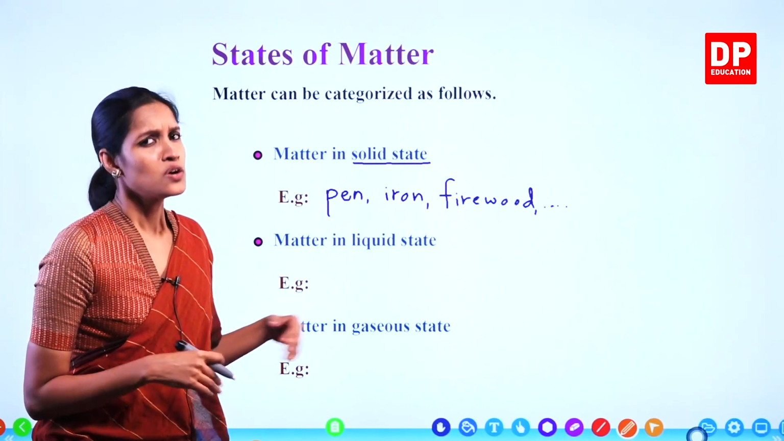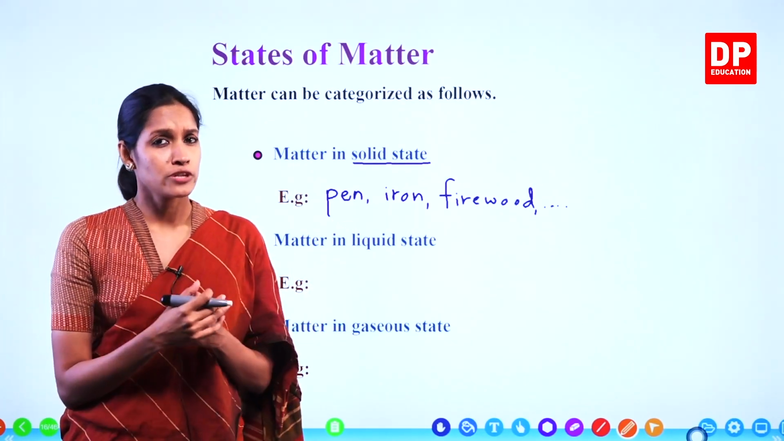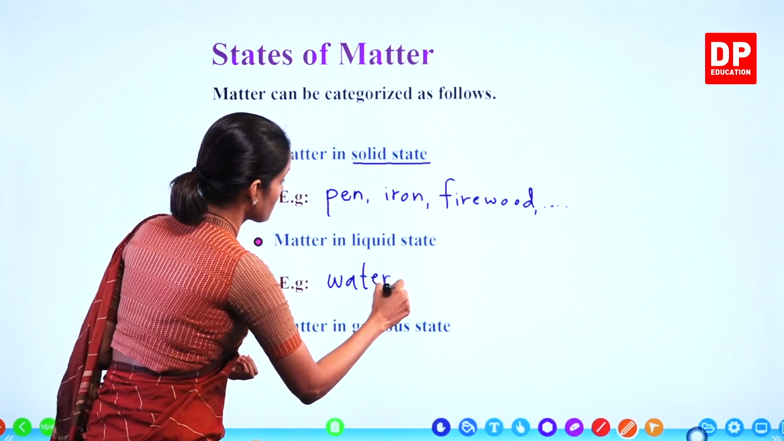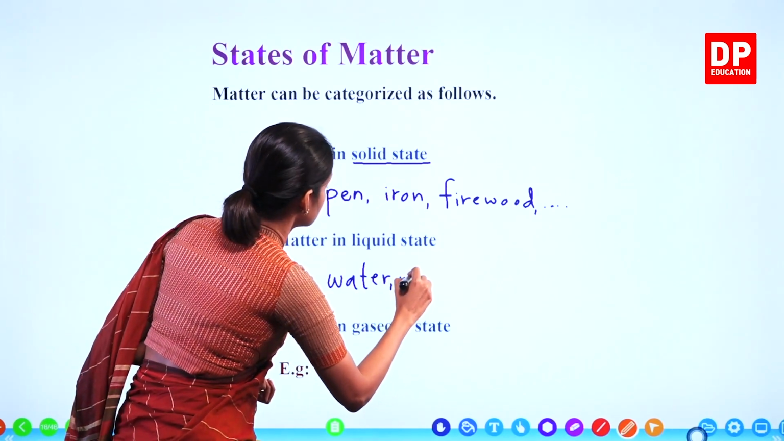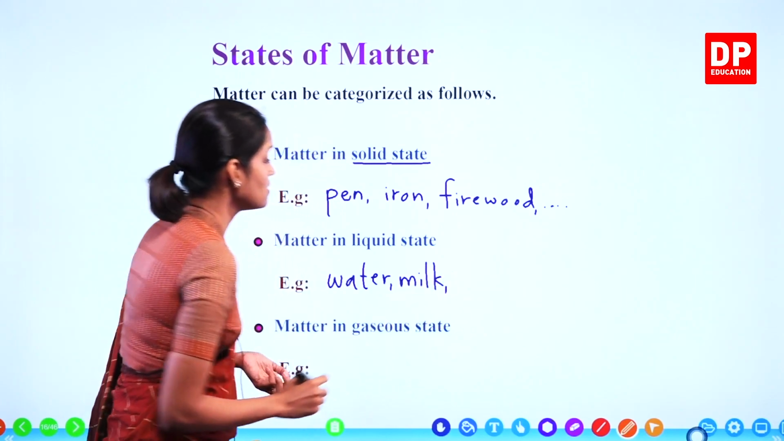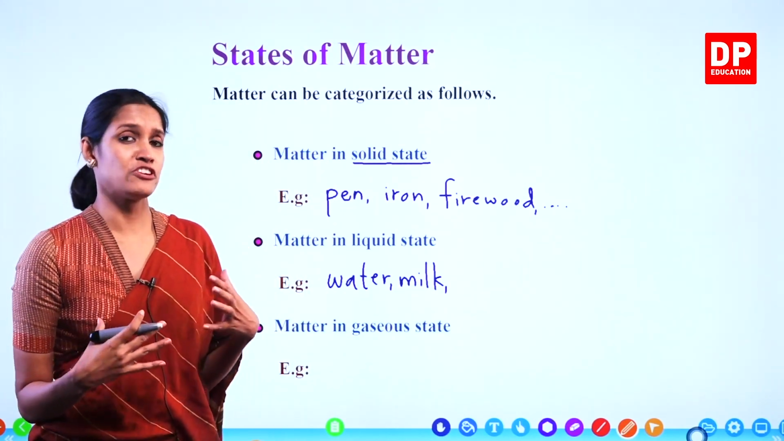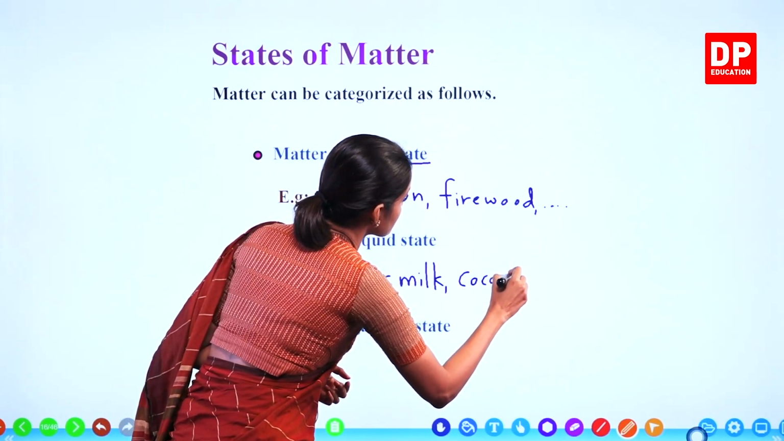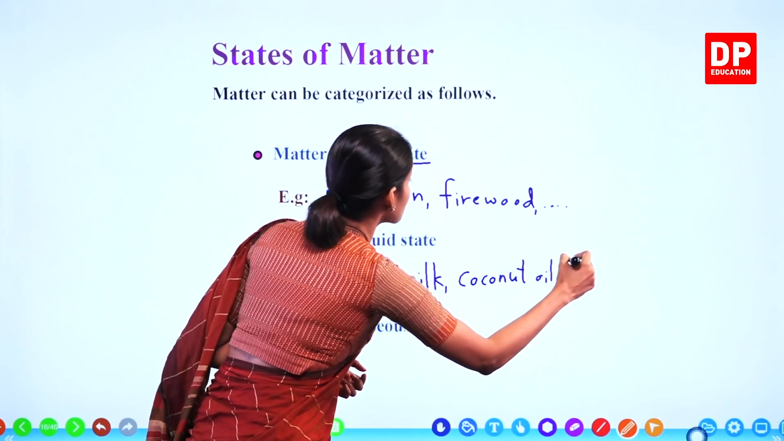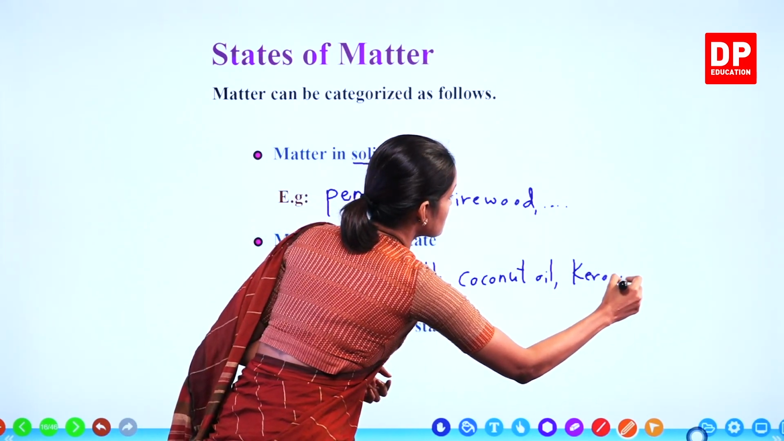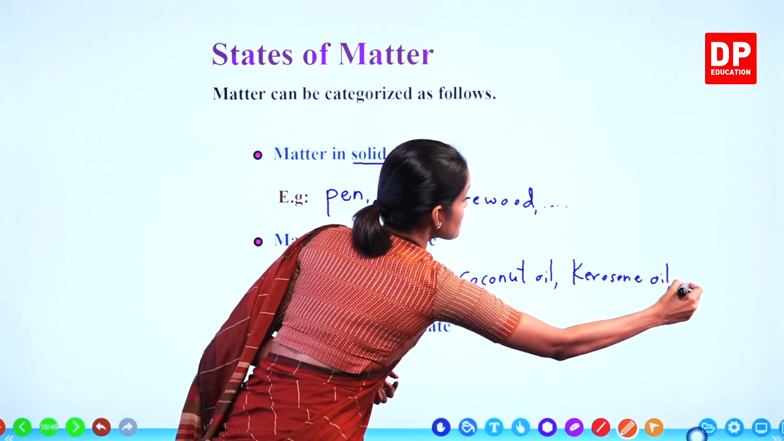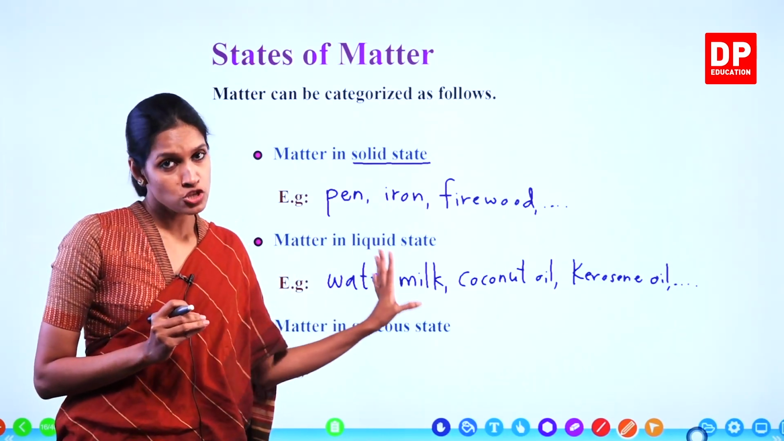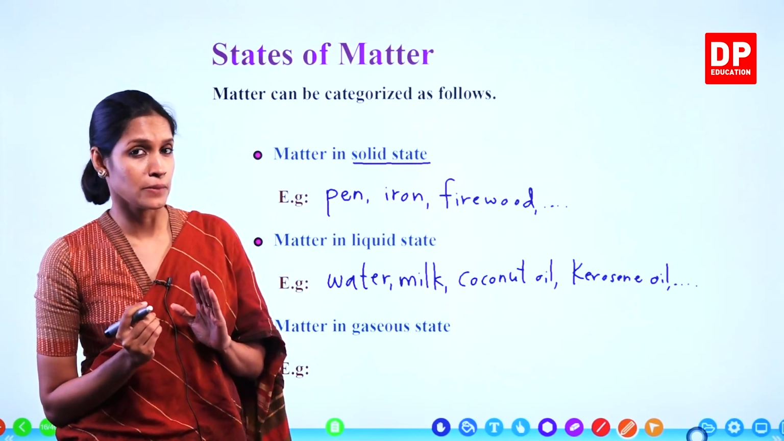and then liquid state. What are the liquids that we use in our day-to-day life, children? We use water, the main liquid, and milk, right? Coconut oil, kerosene oil, different types of other oils as well, and other examples. And mercury, which we use to fill the thermometer bulb, that is also a liquid. That is a metal, but that is coming under a liquid. Okay?